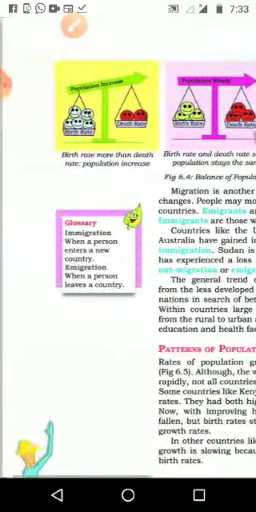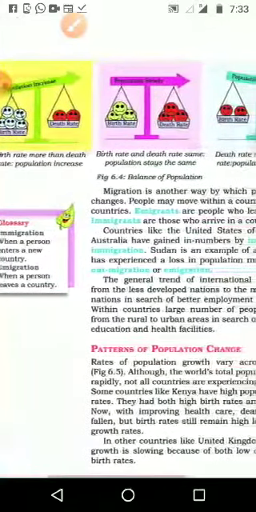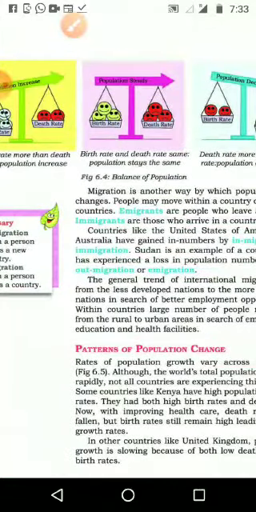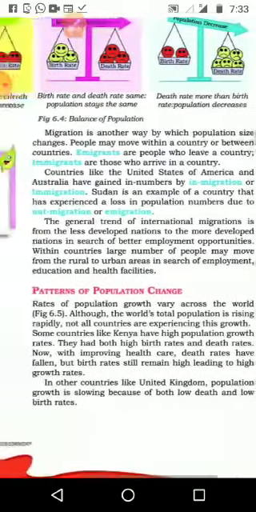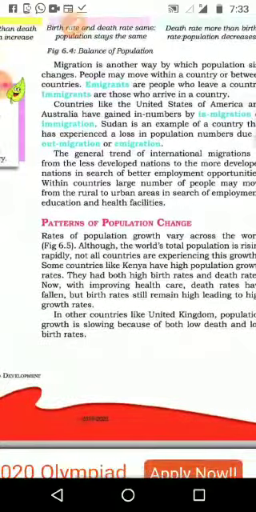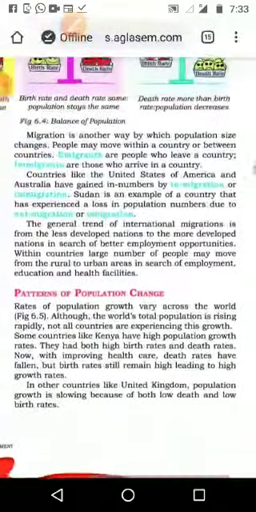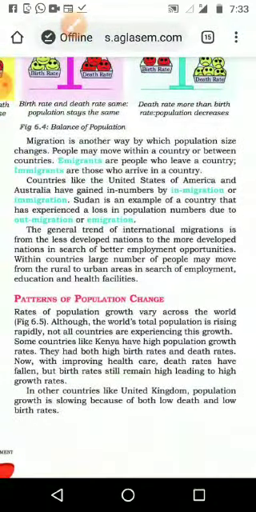Okay, then we are coming to the next one. Which one is the balance of population? This is the steady population, that is the balanced one. We should have it like that, the birth rate and death rate should be more or less equal, then only we can balance the population number in the world or in our country.